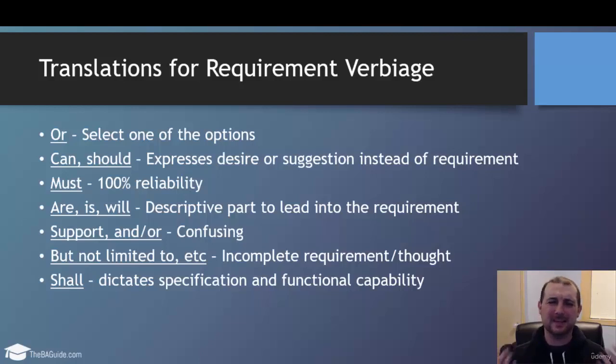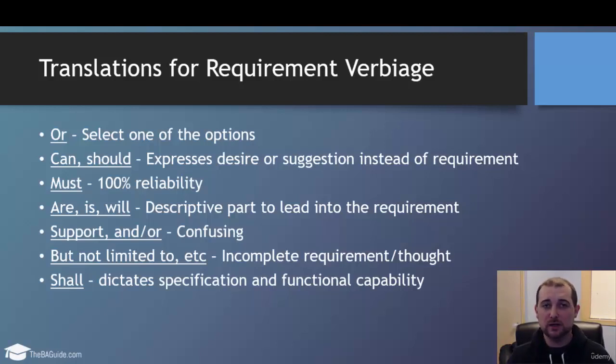And/or is just a confusing term in general because you're saying two different things. "And" is inclusive, so it means that these two things must be included, and "or" means you have to choose one or the other. What is it? If you're saying and/or, you're very confusing on what that requirement means and how you validate that it's being met.